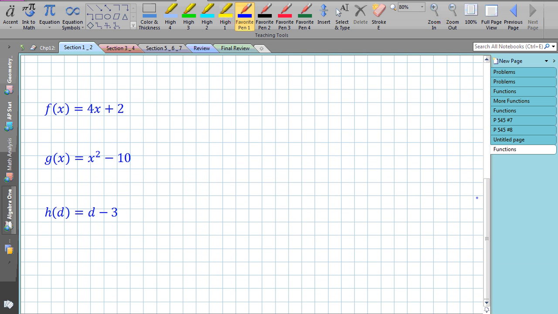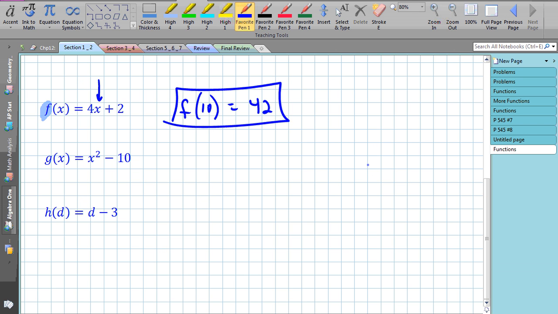Here are 3 more examples. Notice this one is named f again. It's the function f. And so we'll do a few examples. How about f of 10? If I do f of 10, I'm plugging in 10 to here. So 4 times 10 is 40, plus 2 more is 42. So that would be the answer to f of 10.